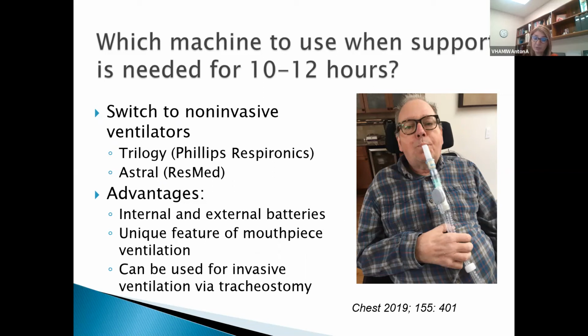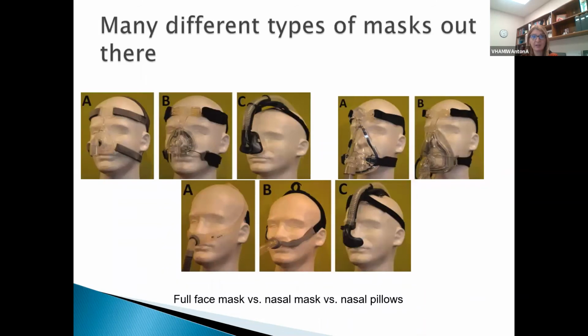It offers portability because it has batteries, so the patients are more mobile. And certainly, if a patient chooses to undergo tracheostomy and invasive ventilation, the same machine can be used to provide invasive ventilation through tracheostomy.